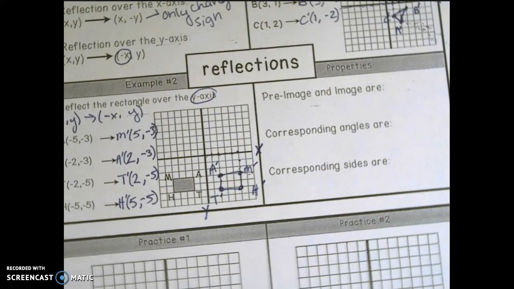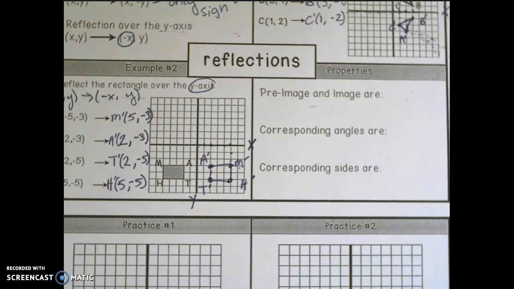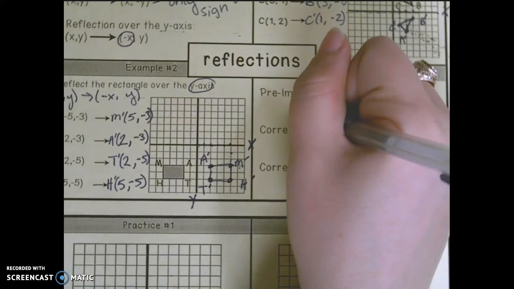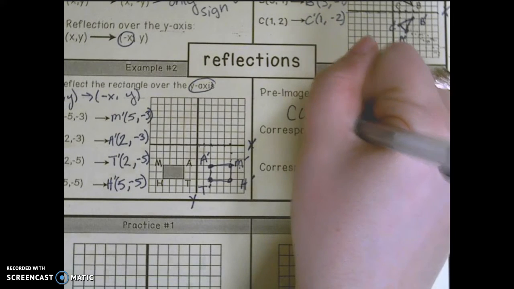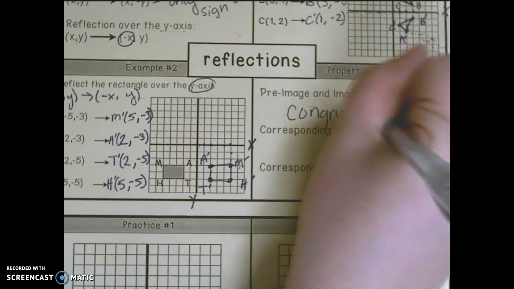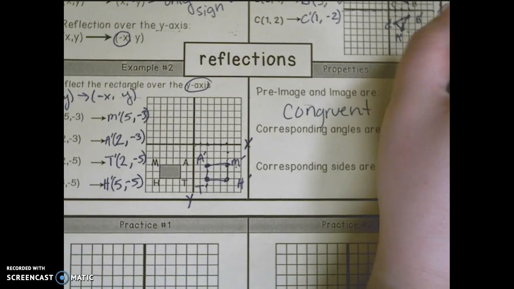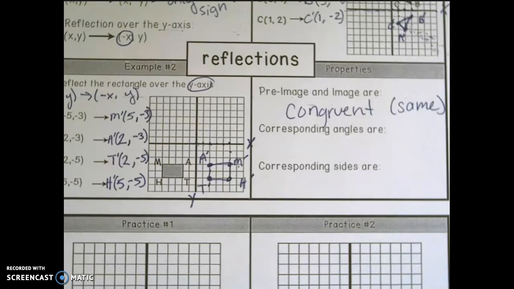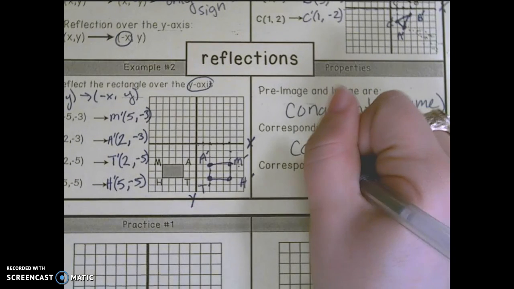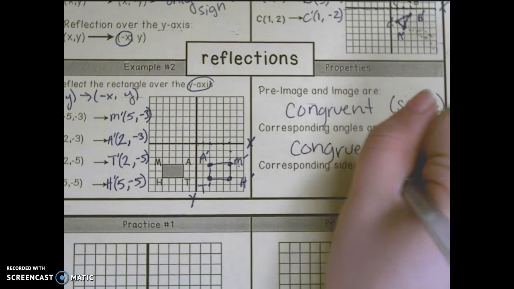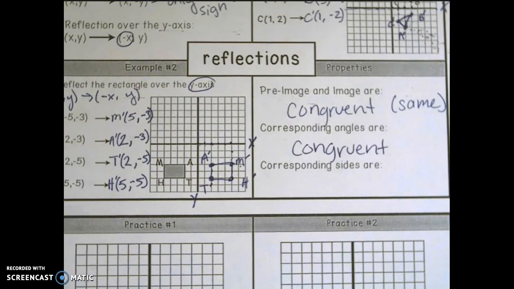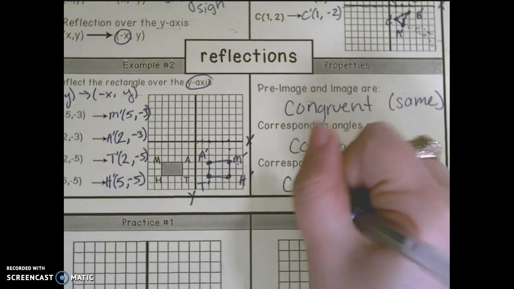So, whenever we're looking at our properties of these images that are reflected, our pre-image and our image, they're always going to be our favorite word that means the same, congruent. And for those of you who don't remember, it is the same. And so just like whenever we did our translations, if the pre-image and the image are congruent, the corresponding angles are congruent. And if everything's the same, then that means the corresponding sides must be congruent as well.